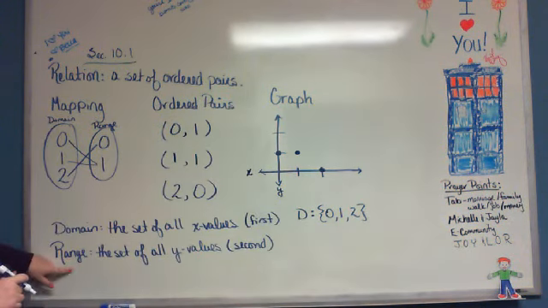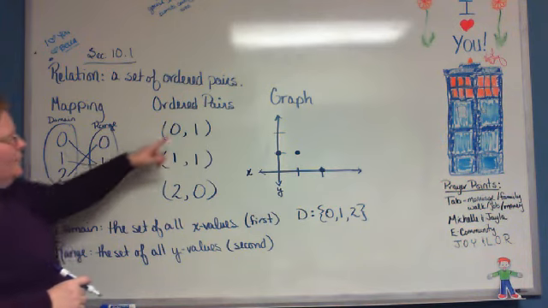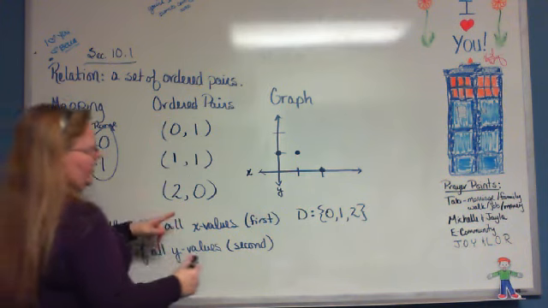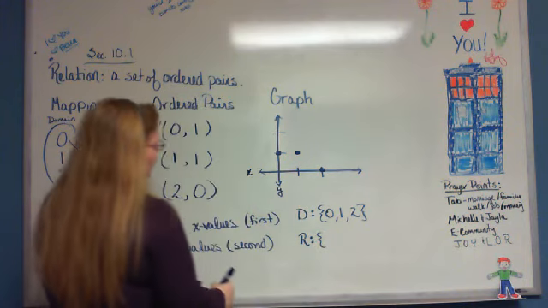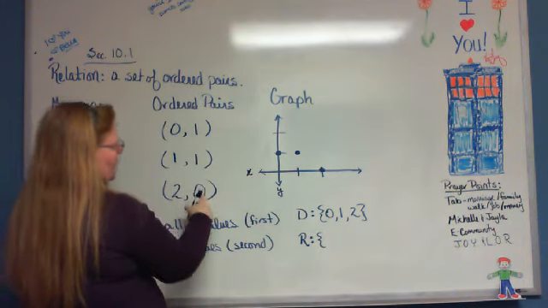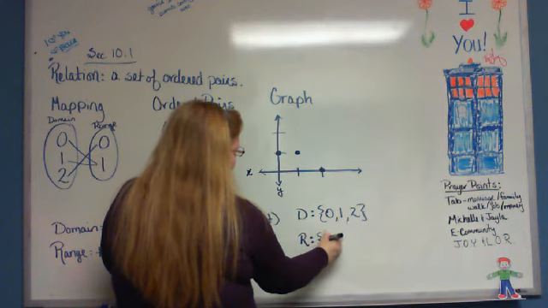Likewise, if they wanted the set of all y values, that's the range. So if I was given the ordered pairs, I would say that my range is going to be 1 and 0.